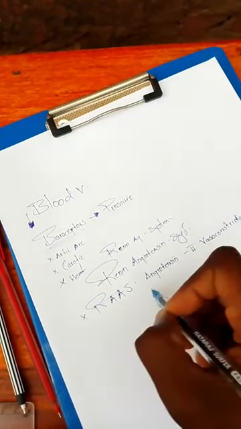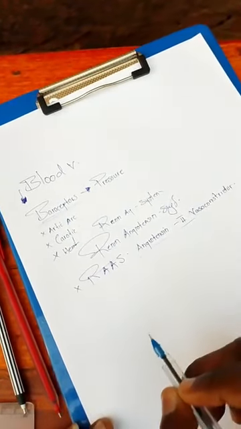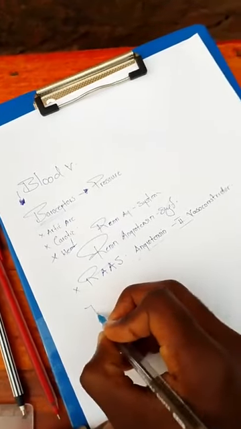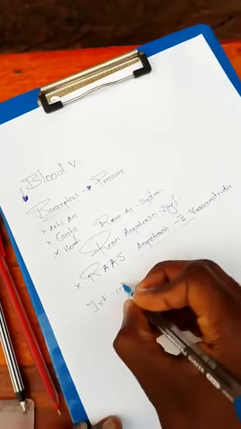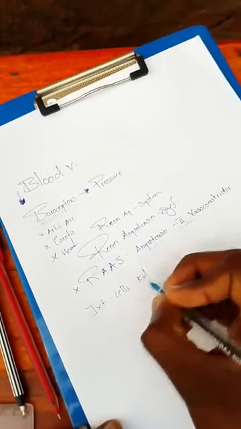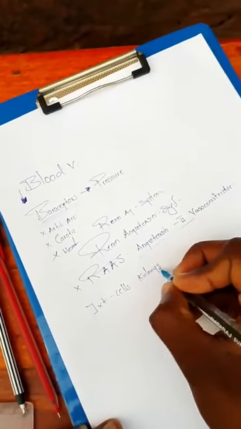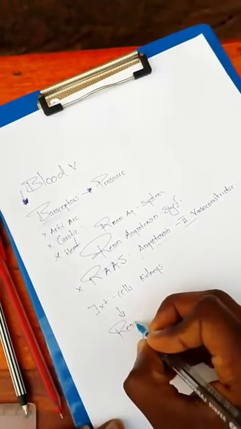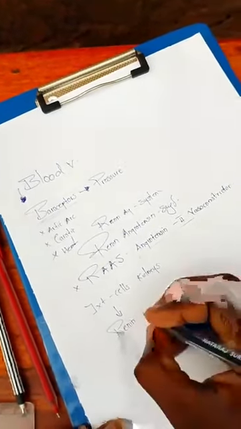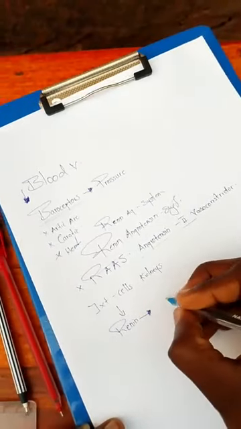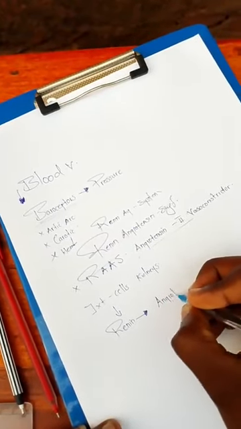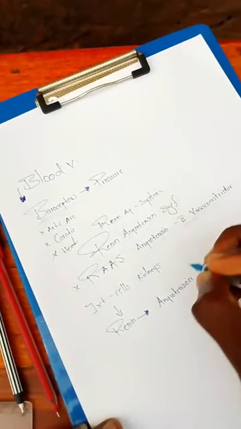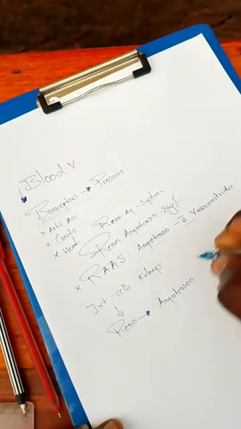So how this angiotensin is formed is that the decrease in blood pressure is going to be detected by what we call the juxtaglomerular cells that are found in the kidney. When these cells detect the decrease in pressure, they are going to release an enzyme that is known as renin. This enzyme, when it is released, is going to go and act on a molecule known as angiotensinogen. This angiotensinogen is a molecule that is produced and secreted by the liver.